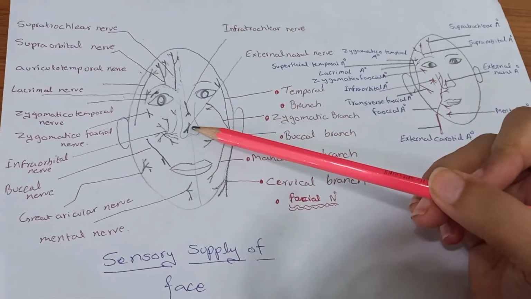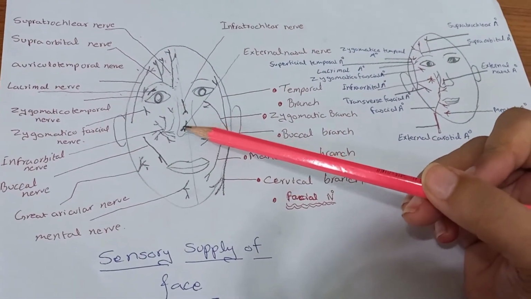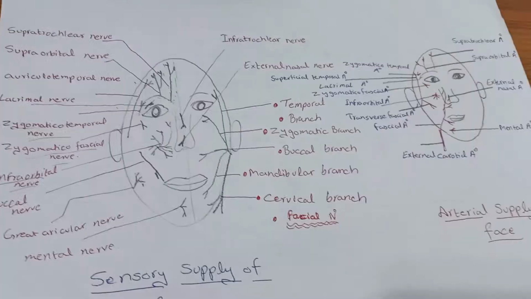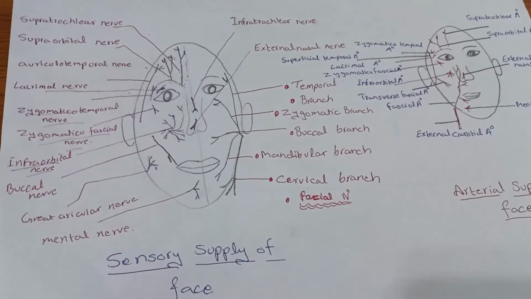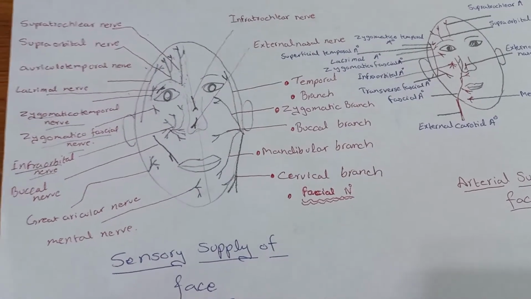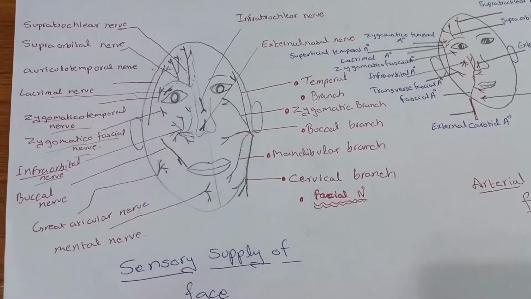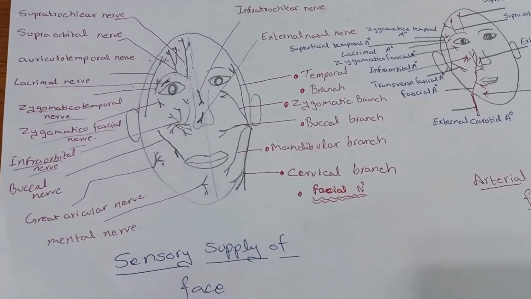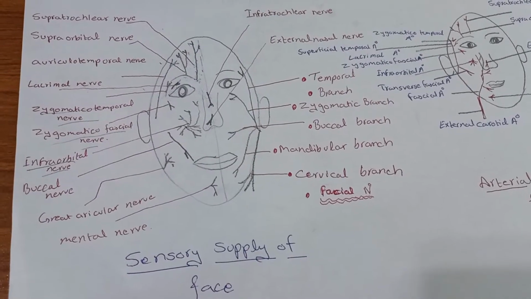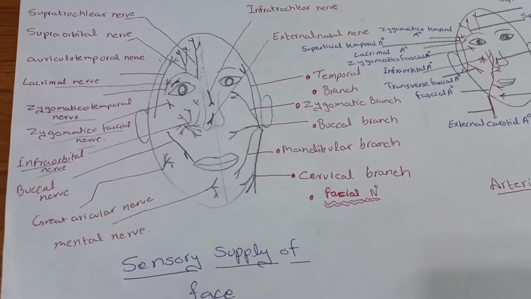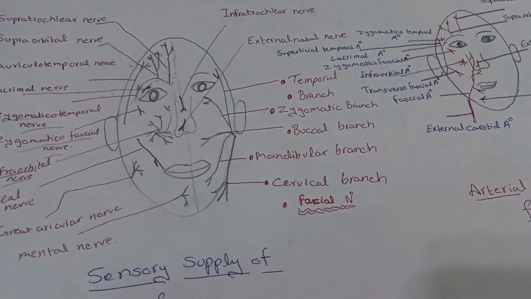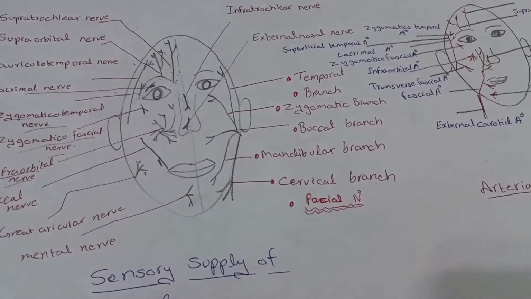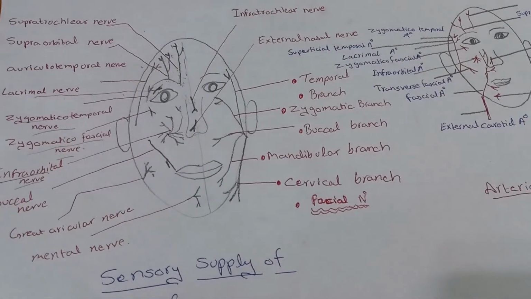The external nasal nerve, as you can see in this diagram, innervates the side of the nose as far as the tip. Now comes the second division, which is the maxillary division. There are 3 branches of the maxillary nerve: zygomatico-temporal nerve, zygomatico-facial nerve, and infraorbital nerve. The maxillary nerve basically innervates the skin on the posterior part of the side of the nose, lower eyelid, cheek, upper lip, and the lateral part of the orbit.